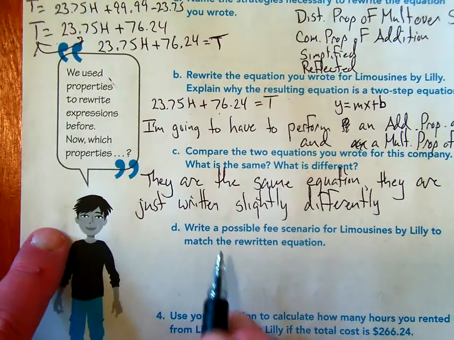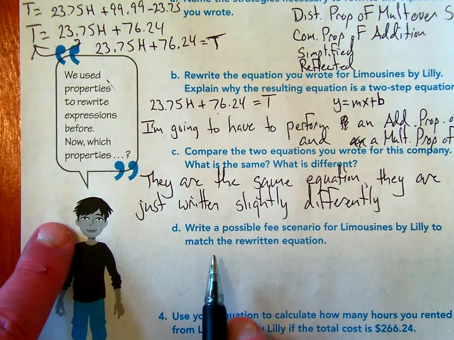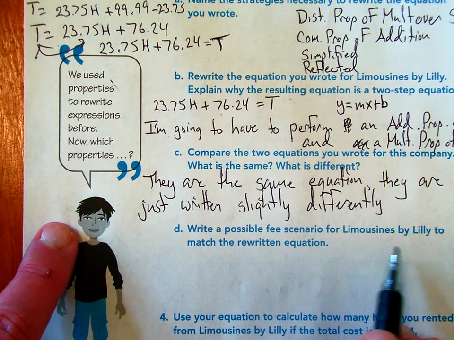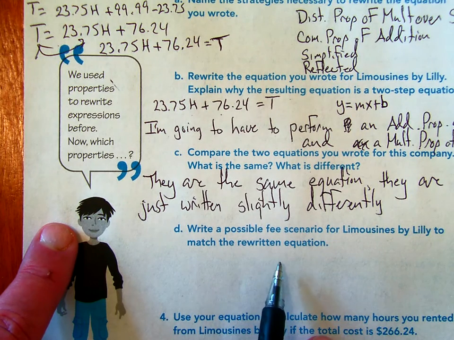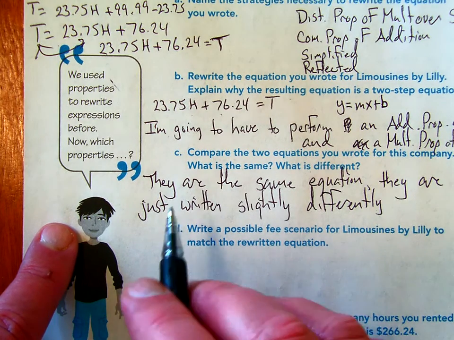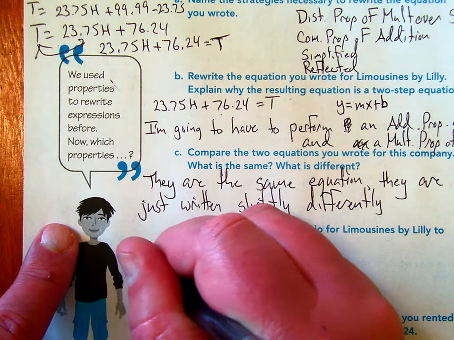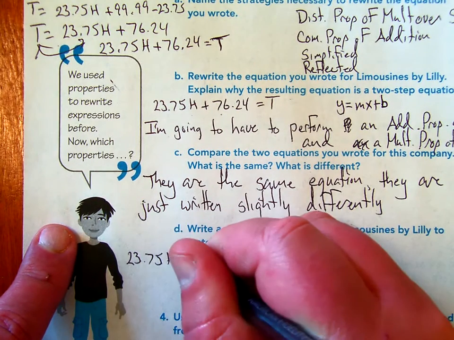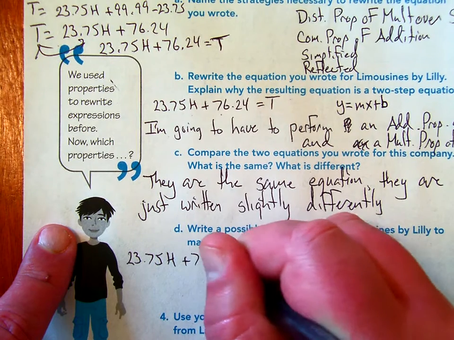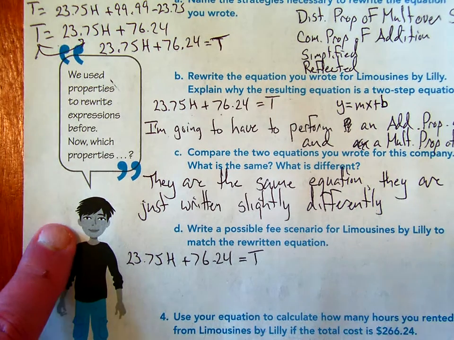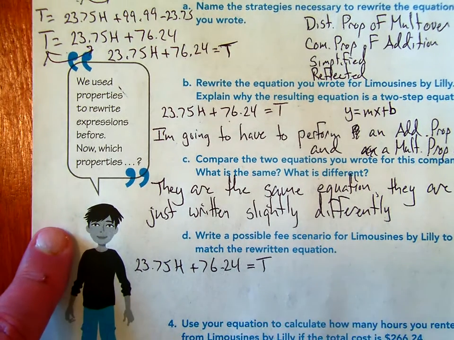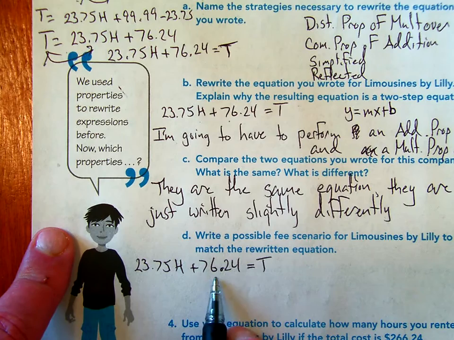Write a possible fee scenario for Limousines by Lilly to match the rewritten equation. With this one, I'm going to write 23.75H plus 76.24 equals T. And again, same rules as above. My T is total cost, H is number of hours. So this one, there's a fee of $76.24 just for renting a limo regardless of hours, and then it's $23.75 for every hour you rent the limo for.